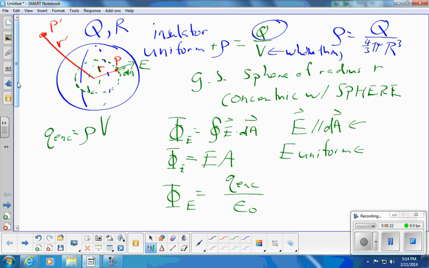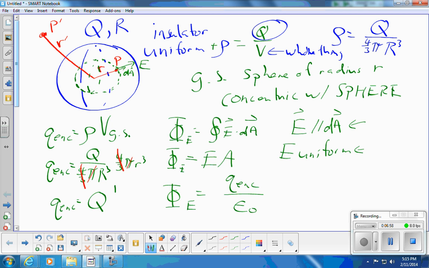This volume is the volume of the little sphere. So volume, I can do better than this: the volume enclosed within the Gaussian surface. And so Q enclosed is rho, which is Q over 4/3 pi big R cubed, times the volume within the Gaussian surface, which is 4/3 pi little r cubed. And guess what? My 4/3 go bye-bye, my pi goes bye-bye, and Q enclosed is just Q times little r cubed over big R cubed.